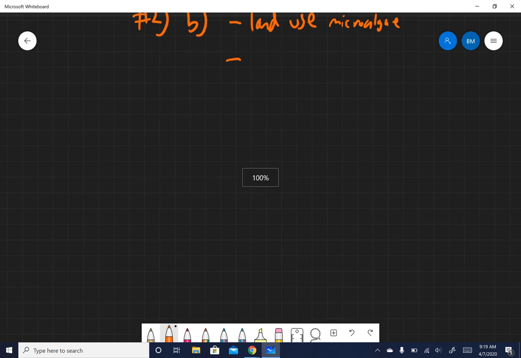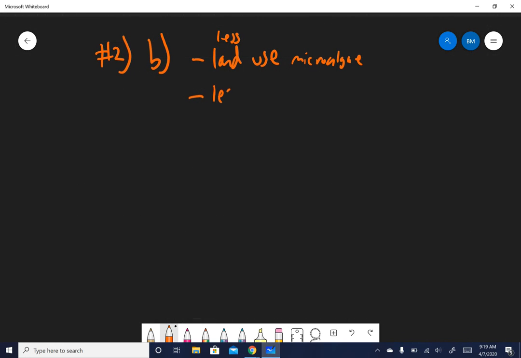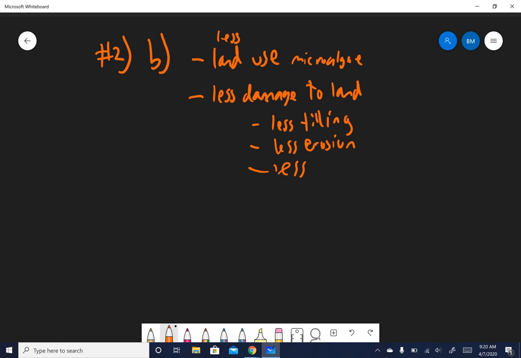So less land use, also less damage to the land, right? So if you're growing crops, the soybeans or corn, whatever, there's going to be less tilling, less erosion, less runoff, right? Because we're not damaging or removing vegetation to grow crops. So let's see, what else did I think of here? So there's two. Another one would be less fertilizer and pesticide use, right? Because you're not growing crops, so you don't need those.